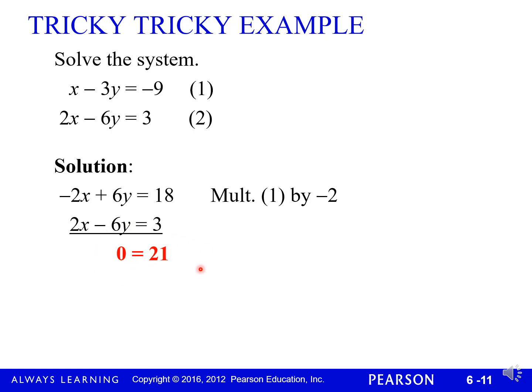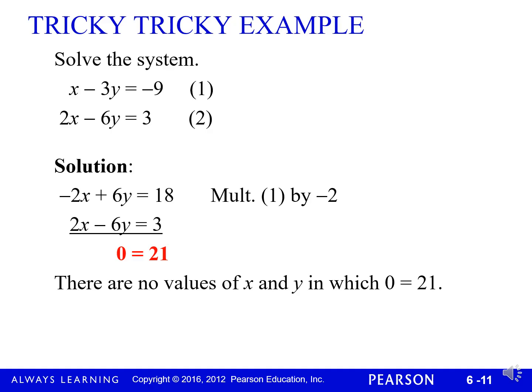When the variables disappear and I have a false statement, this means that there are no solutions. There are no values of x and y for which 0 will equal 21. So this system has no solution, meaning these two lines are parallel.